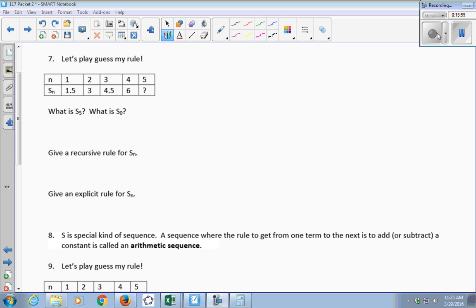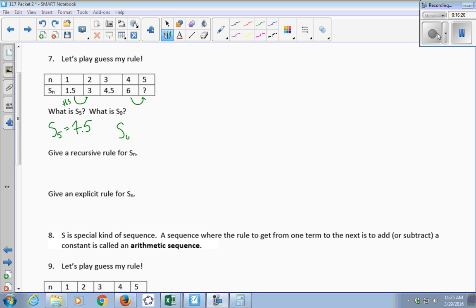Okay, so what pattern do people see in this table of values? 1.5. Okay, so it looks like to get from one term to the next here, you do plus 1.5. 1.5 plus 1.5 is 3. 3 plus 1.5 is 4.5. 4.5 plus 1.5 is 6. So 6 plus 1.5 is 7.5. So S5 is going to be 7.5.